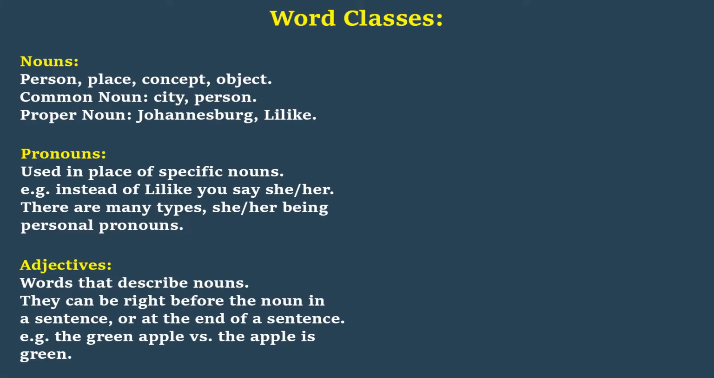Next up, we have adjectives. These are words that describe nouns. They can be right before the noun in a sentence or at the end of a sentence. For example, the green apple versus the apple is green. In the first example, the word green, which is the adjective, is in front of the noun, whereas in the second example, the adjective is after the noun. So it would be the apple is green, right?